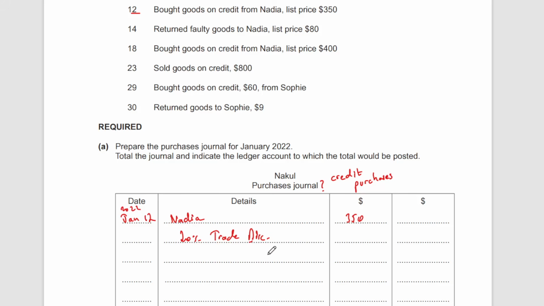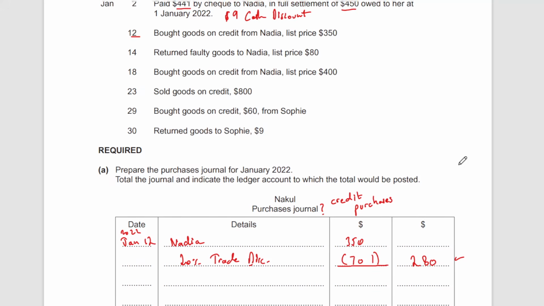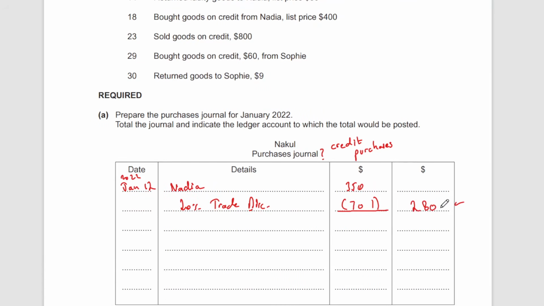I'm just trying to save some time. Trade discount will be deducted. How much? 20% of 350. That's $70. And in the final column, you write 350 minus 70. The net amount will be considered as the purchase from Nadia, because we are purchasing. This is the amount we'll take further from here. Okay, we remove the trade discount. Further from here, it's 280 we will take.